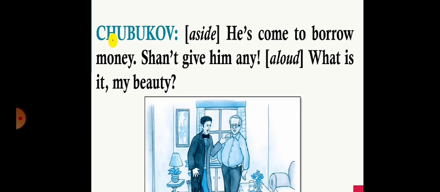Chubukov, aside: he's come to borrow money. I shan't give him any. Loud: What's my beauty? Aside, it is written aside. So Chubukov is thinking that he has come over here to borrow money from me, but from outside he is saying, what is it, my beauty? So what is it, dear, that you had already said to me before?